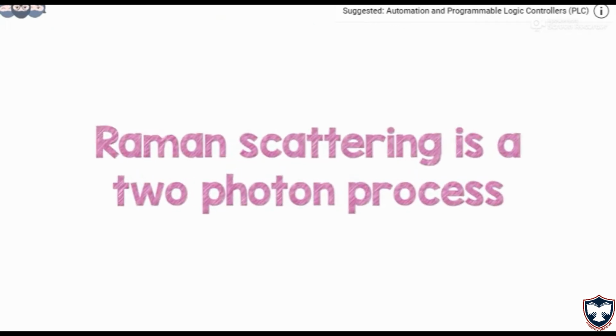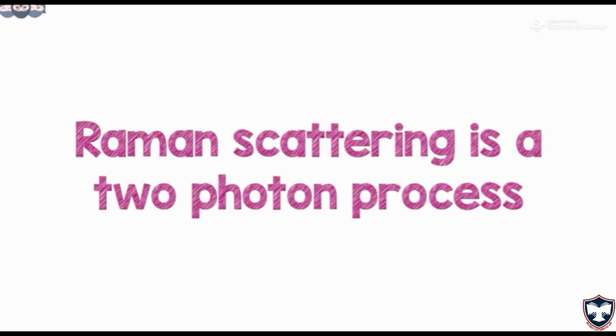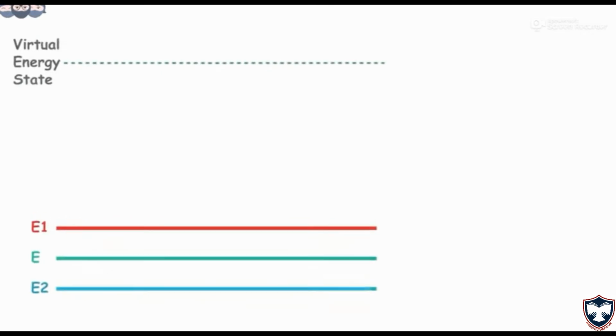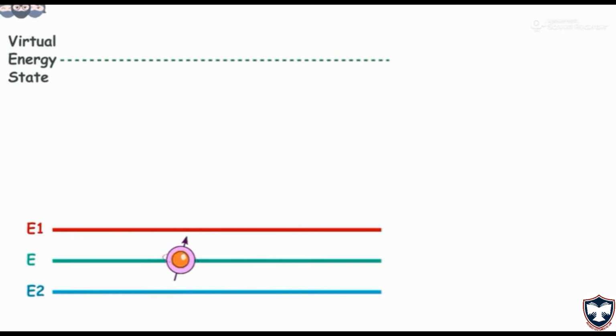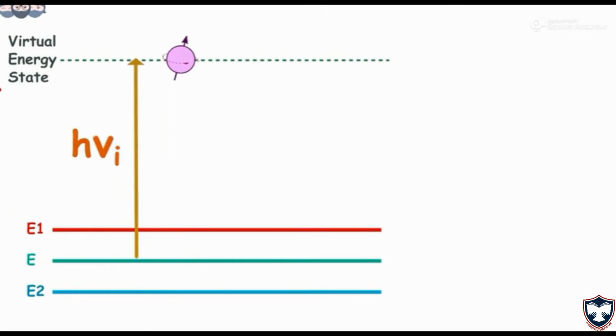Raman scattering can be thought of as a two-photon process. The electrons have different vibrational levels. They are defined by specific energy differences. When an incident monochromatic light interacts with an electron in the sample, the electron absorbs energy from the incident photon and it rises to a virtual state of energy. The energy transferred is given by the formula E equals h nu, where nu is the frequency of the incident photon.